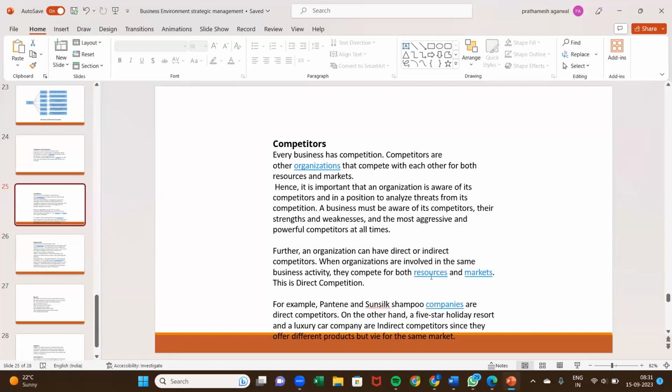For example, we are seeing Pantene and Sunsilk shampoo companies are direct competitors because they both are shampoos. On the other hand, a five-star holiday resort and a luxury car company are indirect competitors because the product is different, yes, but the market is the same.